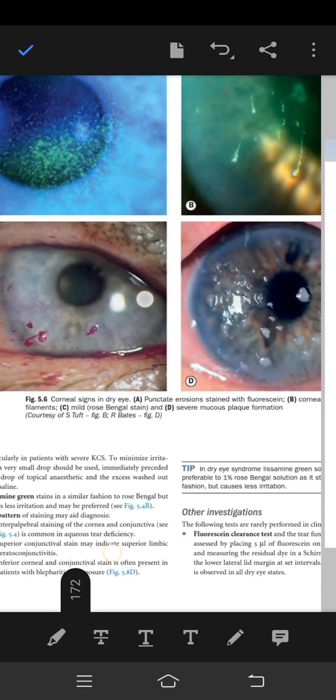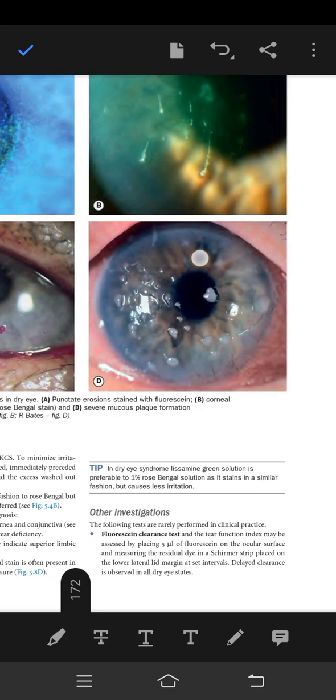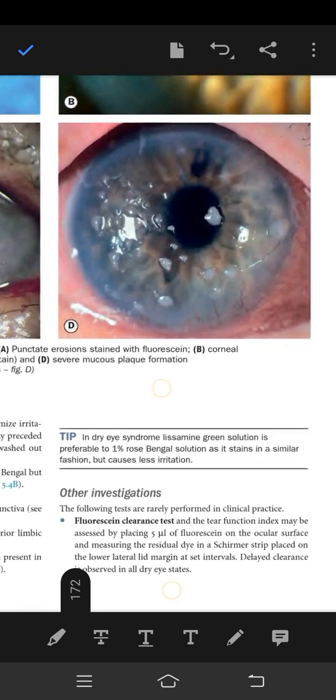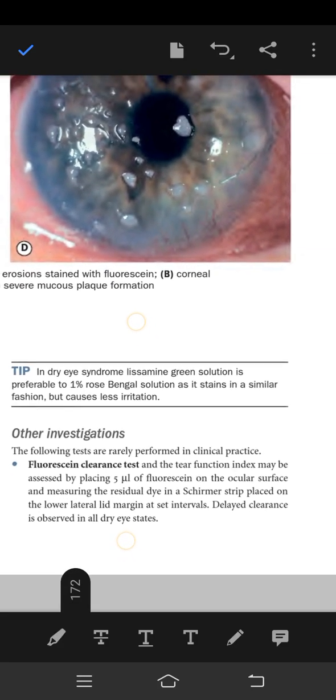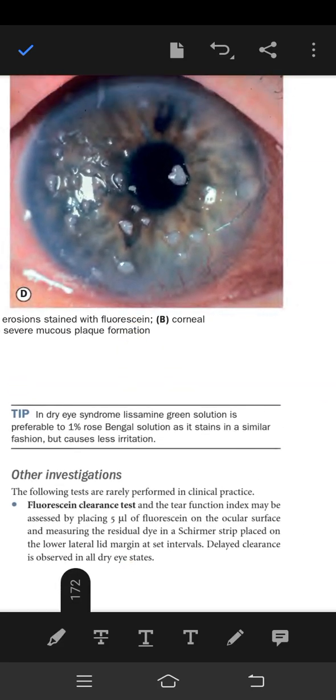Other investigations: the fluorescein clearance test, and the tear function index, may be assessed by placing 5 microliters of fluorescein on the ocular surface and measuring the residual dye in a Schirmer strip placed in the lower lateral lid at test intervals.